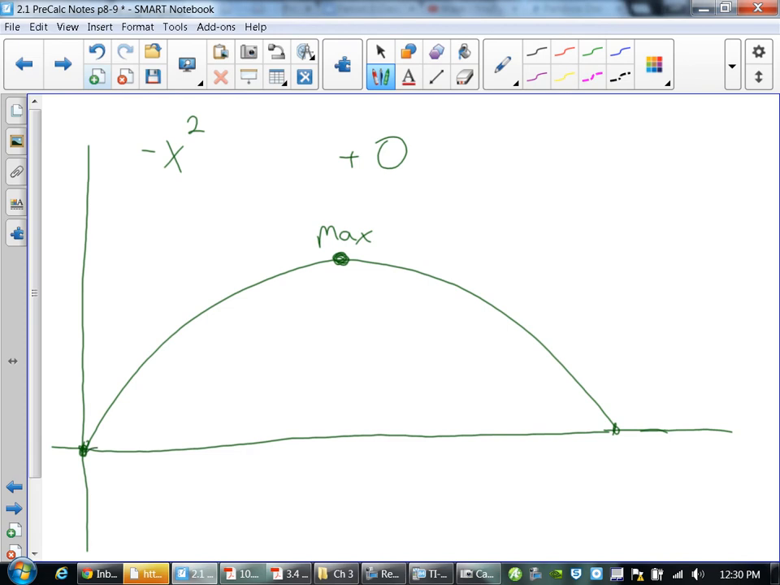So if it starts at 0 and it spans all the way over here, this value, like Devin said, is the maximum. It's the vertex. Wouldn't that also be the halfway point?